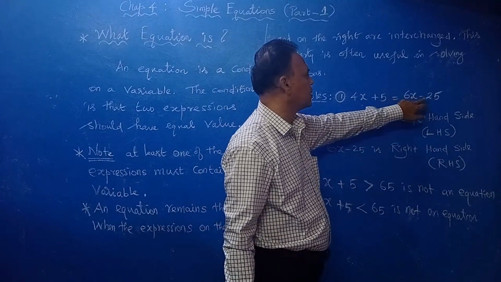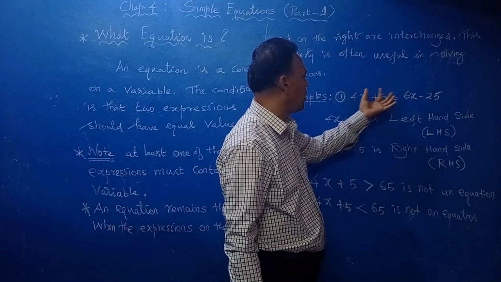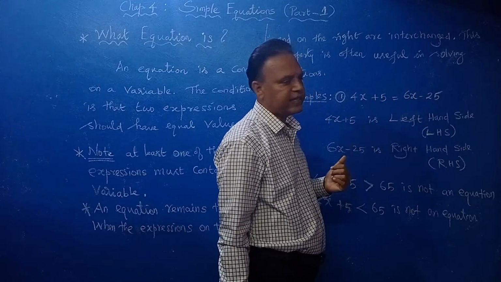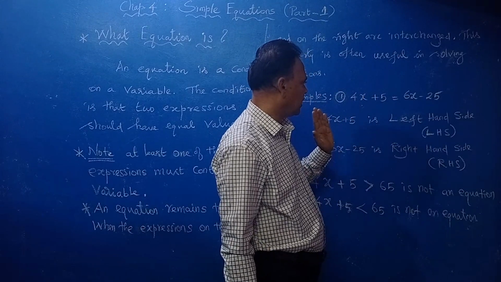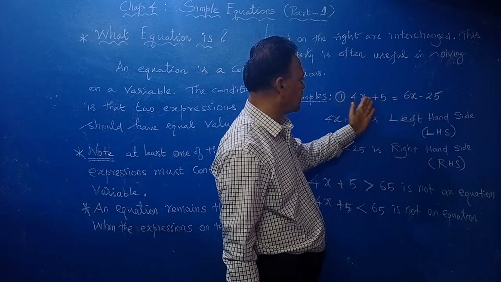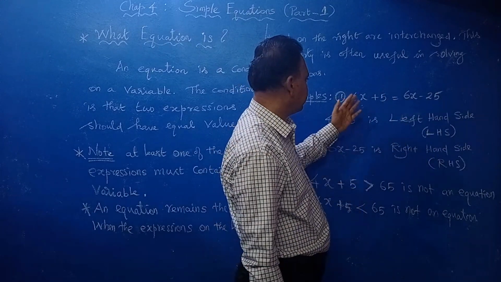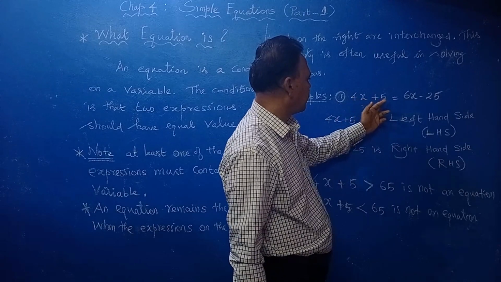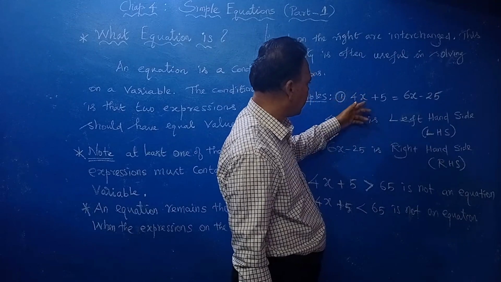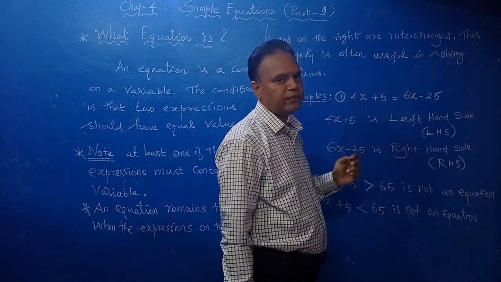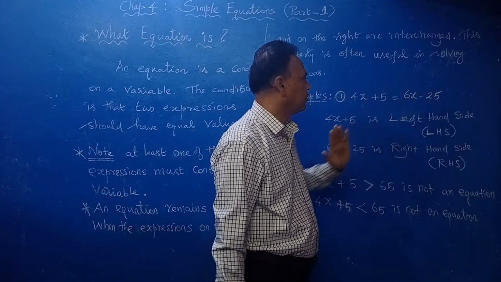4x plus 5 equal to 6x minus 25. This is an equation. On both sides you have the variable x. Understand? You may have the variable on one side also. Earlier we have seen the example 4x plus 5 equal to 25. There you have the variable on one side. This equation has the variable on both sides.